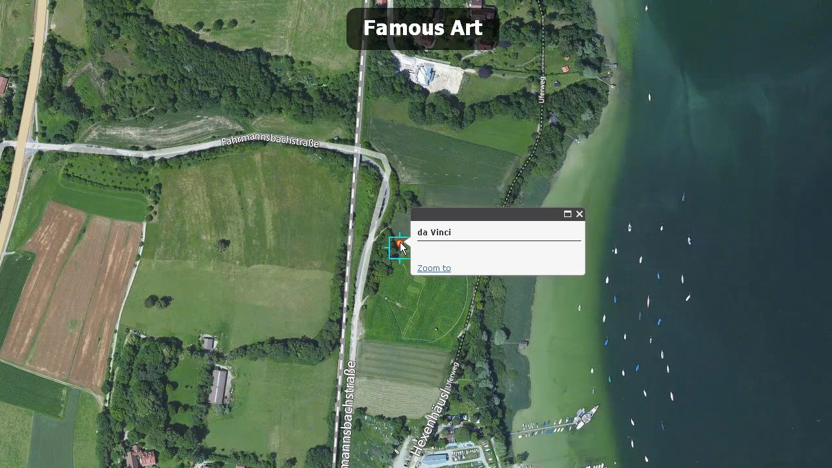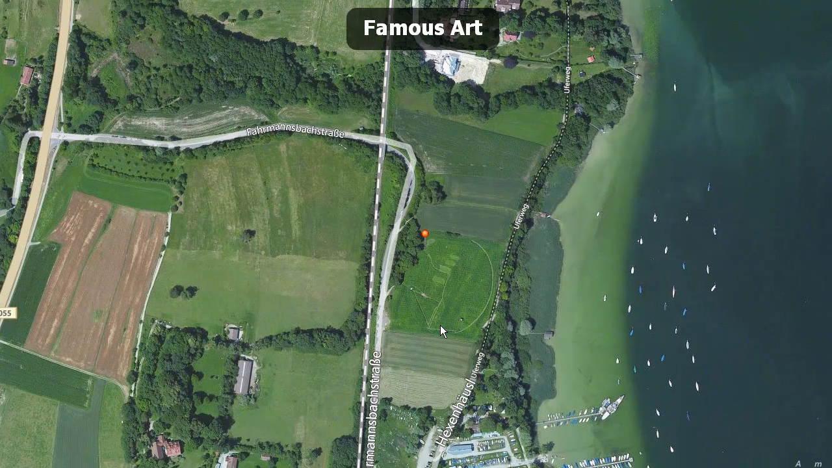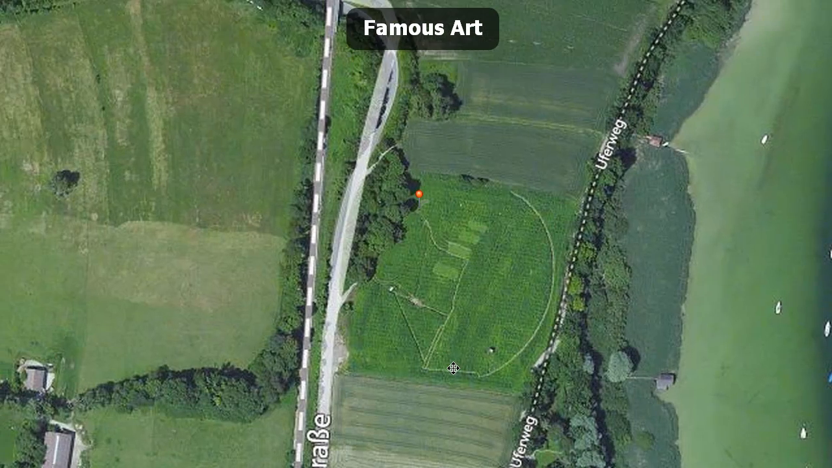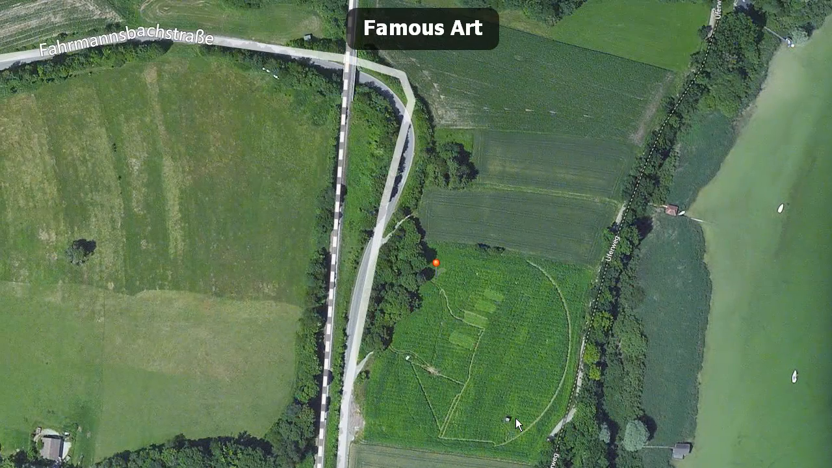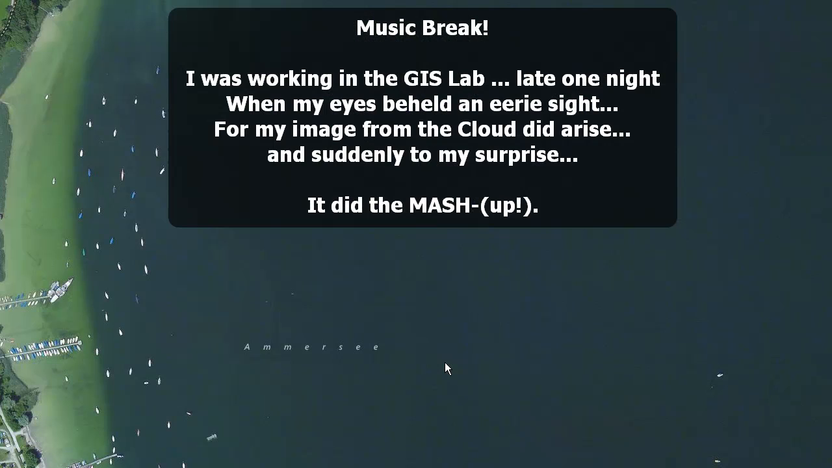Famous art. Okay, here is something that is modeling the Da Vinci art in this location. Fascinating. All right, music break.